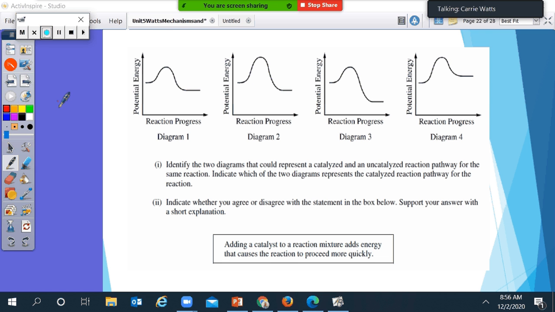Okay, so in this case, you first have to decide which ones are the same reaction, which means they have to have the same total enthalpy. The only 2 that do that are these 2 here. The other 2 are completely different reactions. You can see that the energy of the products is the same as the energy of the reactants in both diagram 1 and 2. Then the second part is to identify the one that would be catalyzed. Well, catalyzed means it's going to lower the reaction pathway. So diagram 1 would be your answer for the catalyzed.